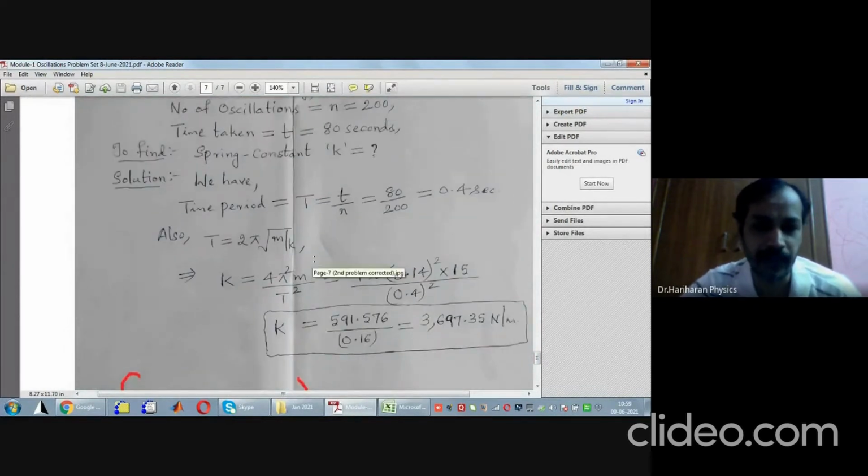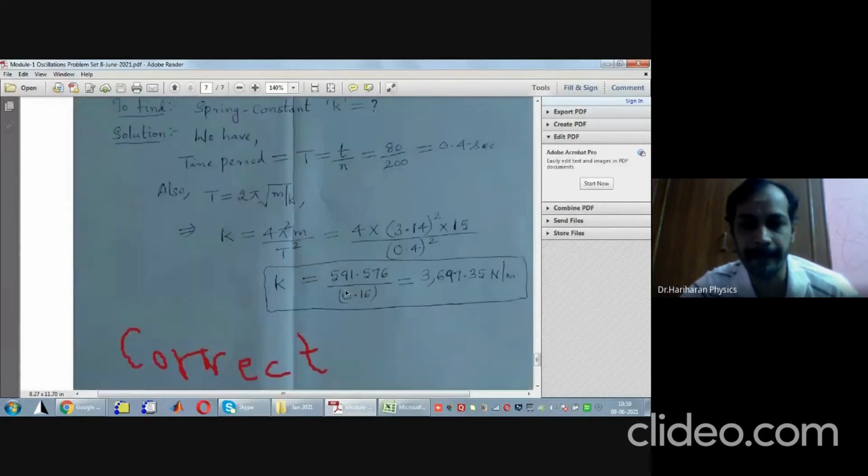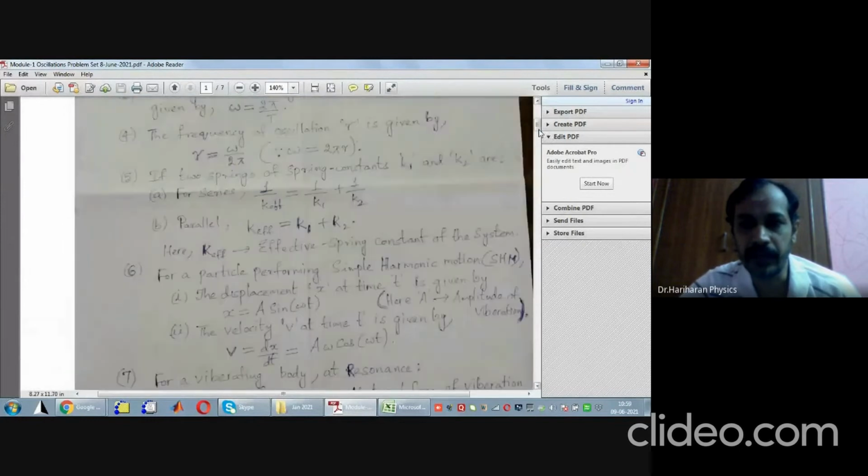Okay, that's all. So therefore incorporate this where it has been mentioned. Okay, clear? Okay, now we'll move on. So use this file, that is enough.